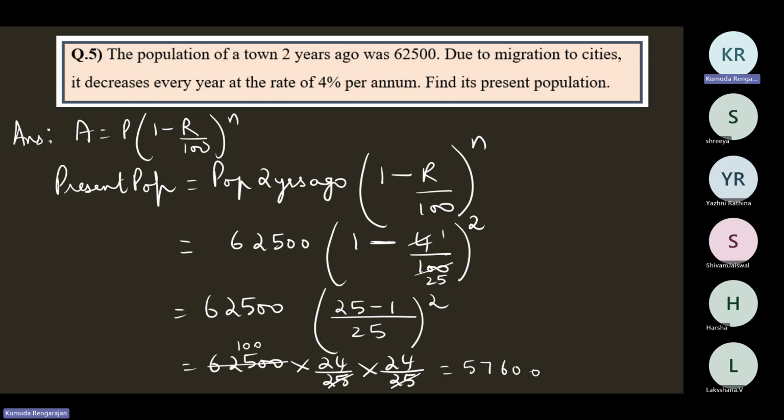So 2 years ago, it was 62,500. So now it should be less than 62,500 because it decreases at the rate of 4% every year. And it's 57,600. Therefore, the present population of the town is 57,600.